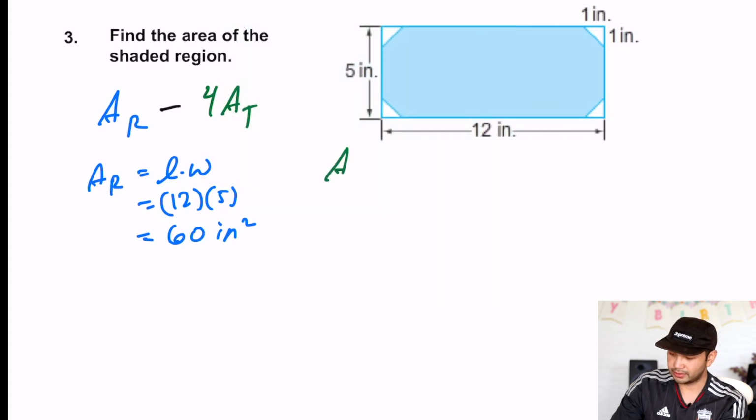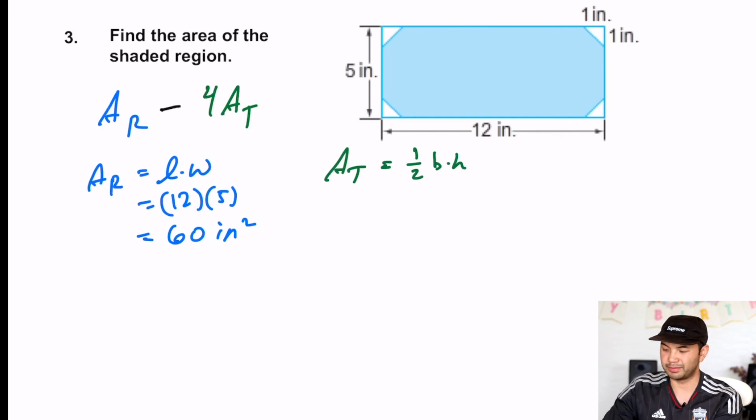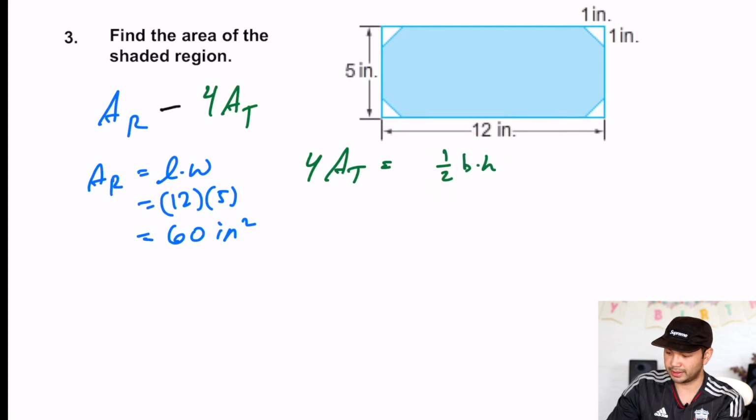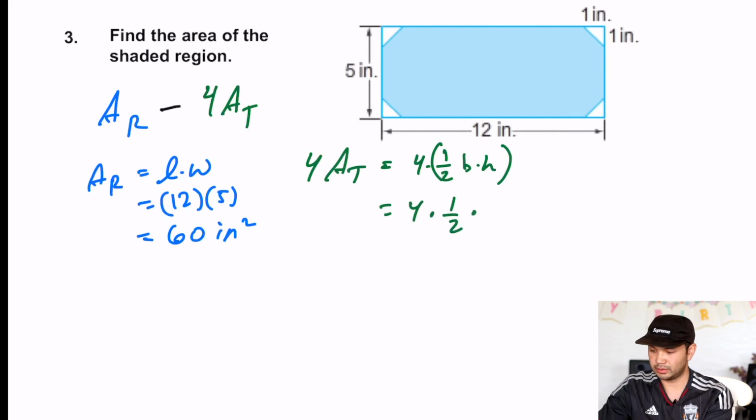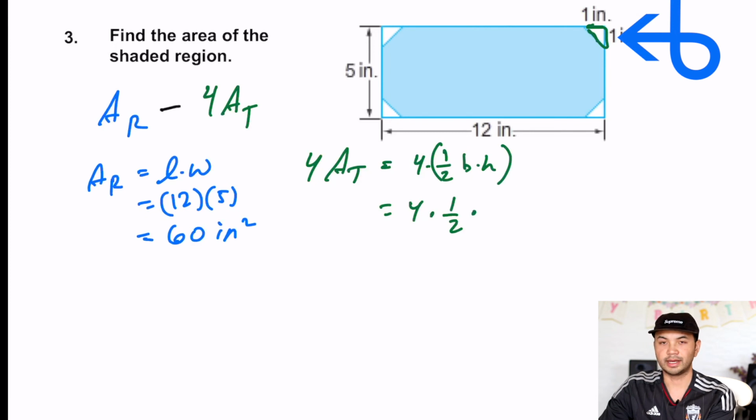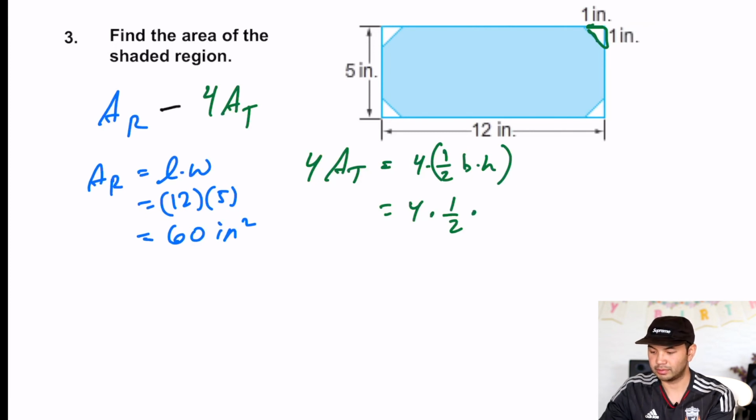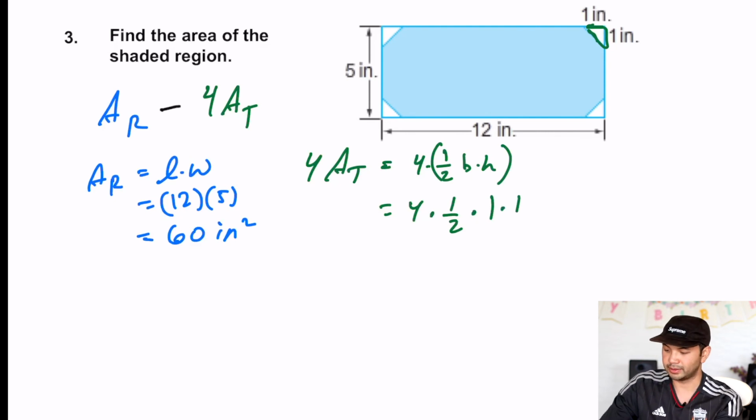And then area of the triangle is going to be 1/2 base times height, right? But then it says 4 of them, so I'll just do it right at the beginning. So I'm going to say 4 times 1/2 base times height, so 4 triangles. Over here, you have 1 inch by 1 inch, and it doesn't say it's a right angle, but we're going to assume it's a right angle. So the base and height are 1 and 1. This looks pretty straightforward here. 4 times 1/2 is 2, times 1 times 1 is just 2.